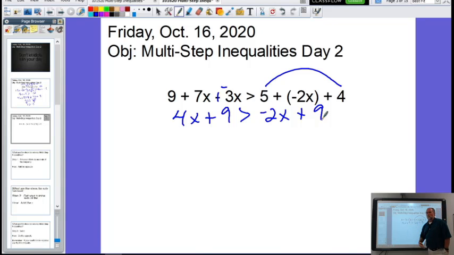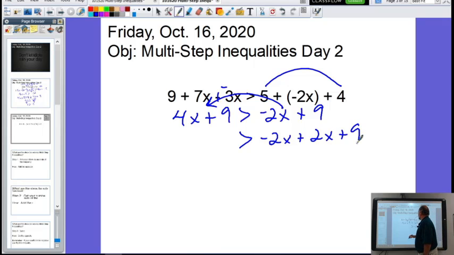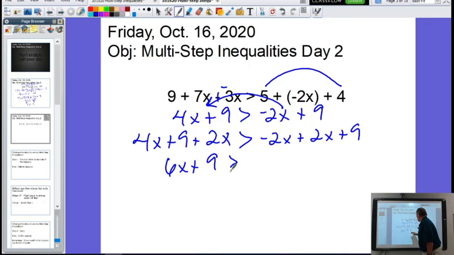Now the problem looks normal. Now I can solve it. So I need to move my 2x over on this side. Okay, so greater than negative 2x plus 9. Then 4x plus 9 plus 2x. So 4x and 2x make 6x plus 9 is greater than, my 2x's go away, and here I've got, not plus, I've got 9. Okay, so far so good.